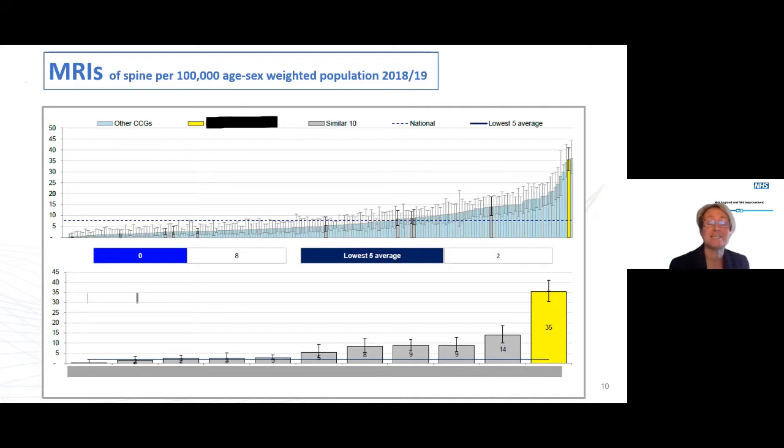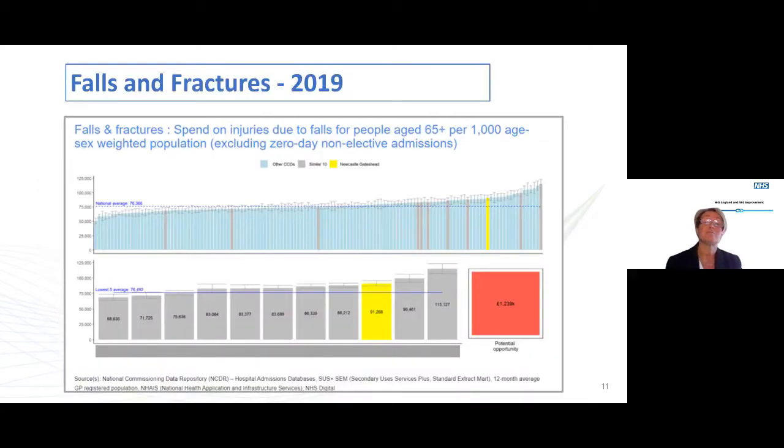On the next slide, it's a little bit more clear cut, because what we're seeing here is the picture around resources spent to support fragility fractures. There's much less variation, but there is still variation. And what we have here is a red box that denotes that a particular CCG in that demographic peer group is spending £1.2 million more than its demographic peer average.